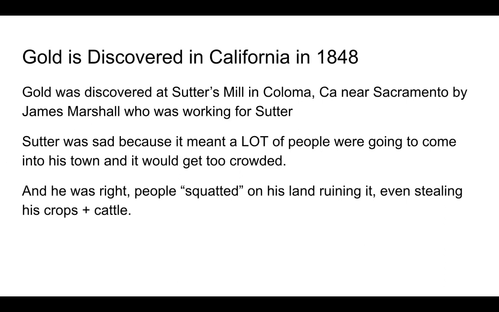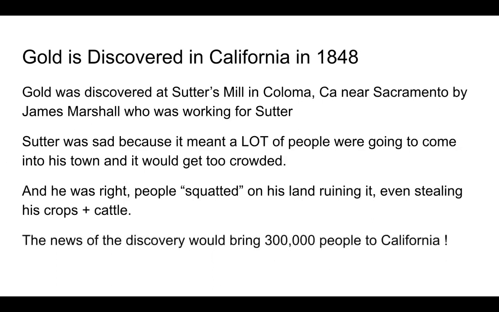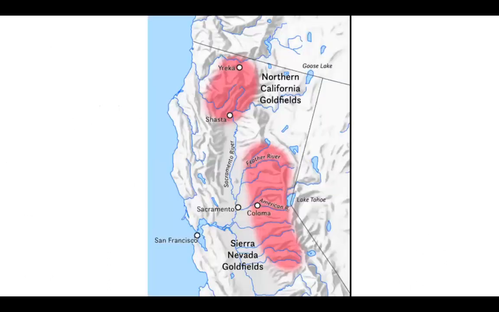So squatting just means someone comes onto your property and they just squat and they sit there. And so that's what happens. So they're stealing his crops, they're stealing his cattle, that sort of thing. So poor Mr. Sutter will not get a penny out of this big discovery that happens on his land. But this discovery is going to bring a lot of people to California. So 300,000 people are going to come to California in the gold rush.